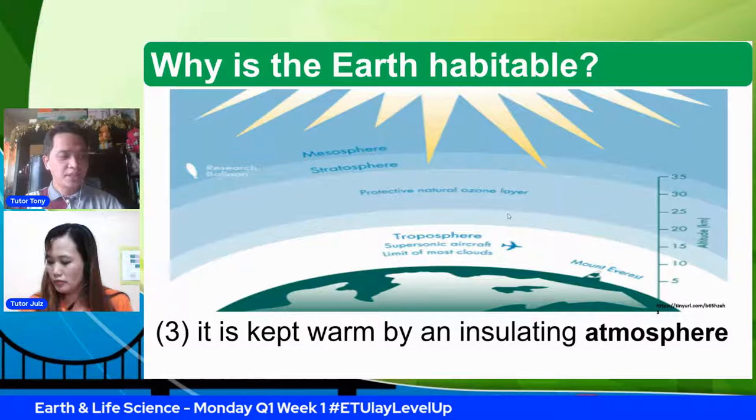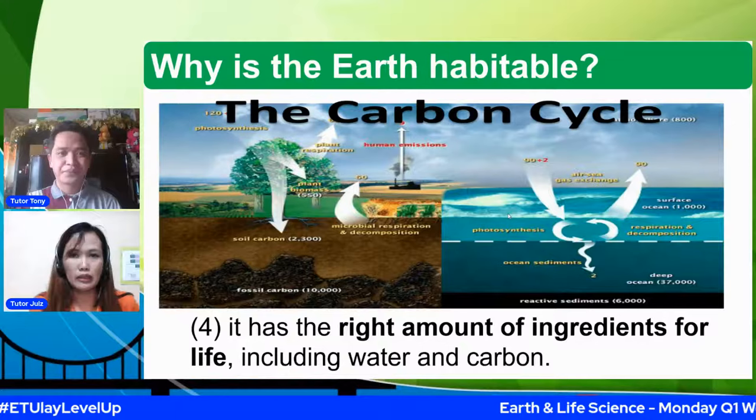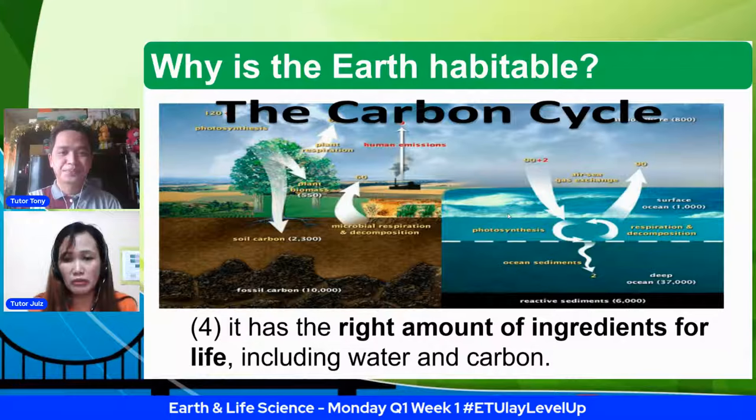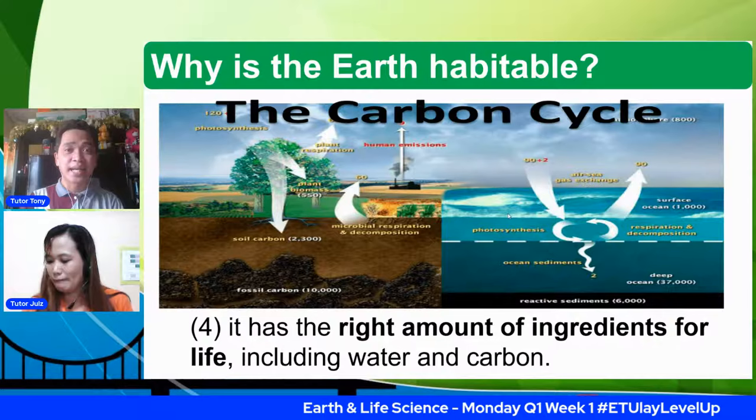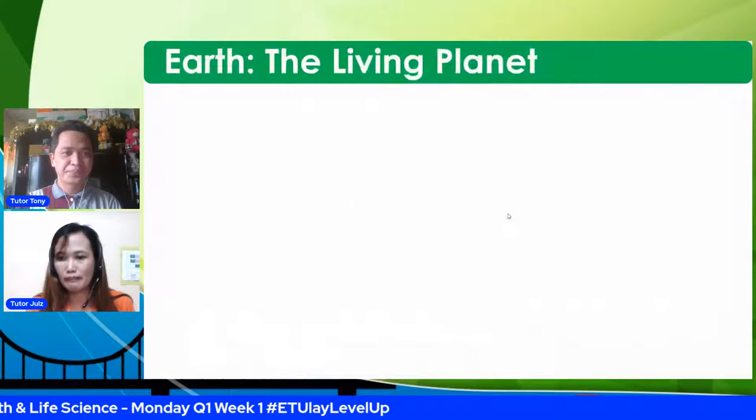And then finally, let's recall, ma'am. What's the next? Okay, here, the nutrients. This deals with the nutrients. It has the right amount of ingredients for life, including water and carbon. Those are very important elements and compounds, carbon and water, for life to exist on our only planet, Earth. What else do we have, ma'am?